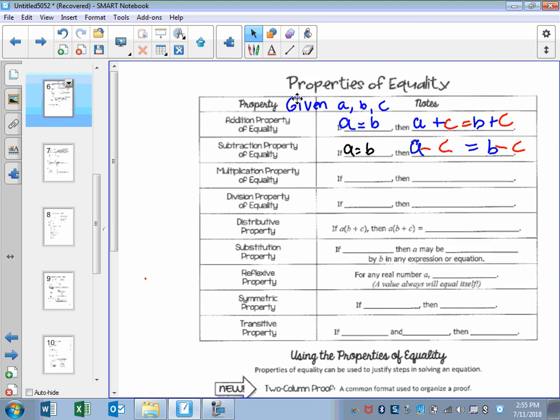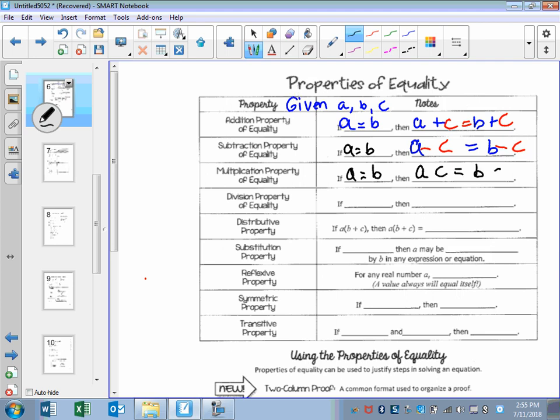Multiplication property of equality. Same kind of thing. If A equals B, I'm not going to use color anymore. Then I know that AC equals BC, right? Division. If A equals B, then I know that A divided by C equals B divided by C.